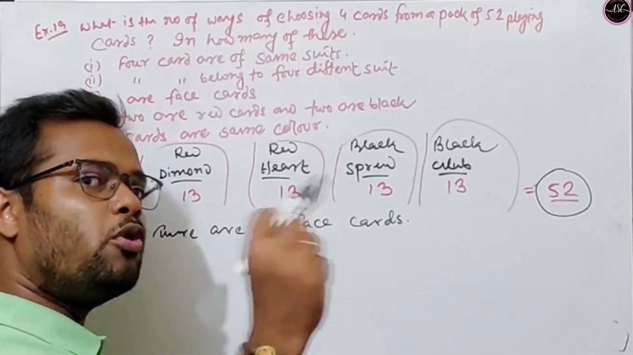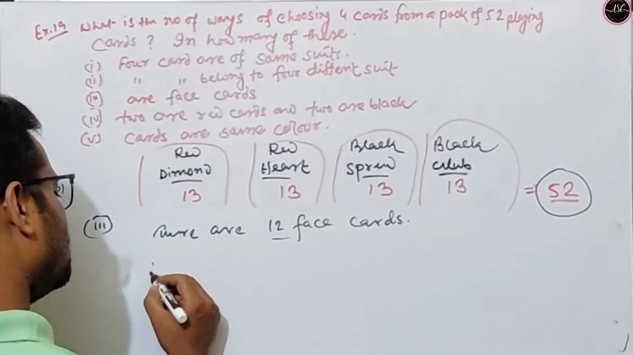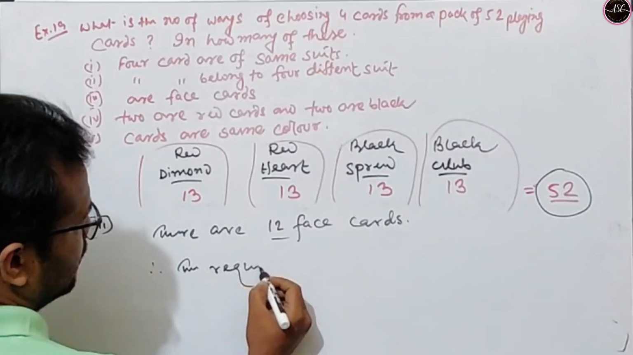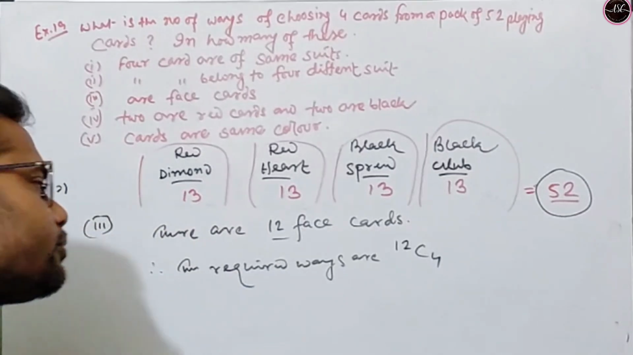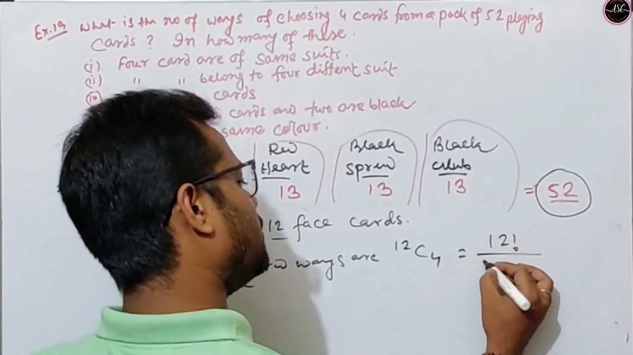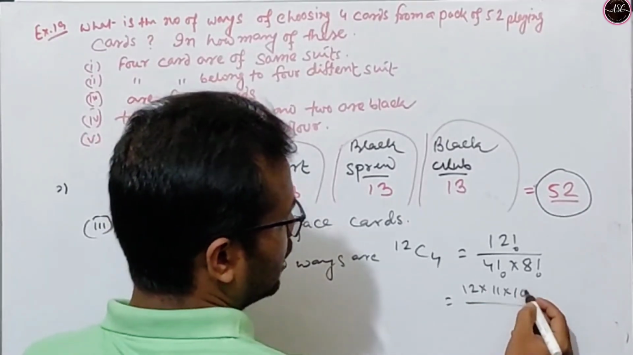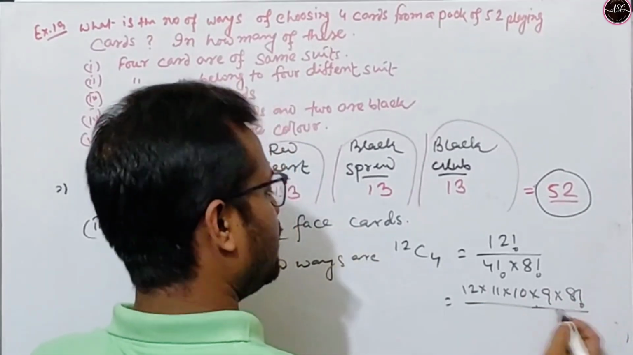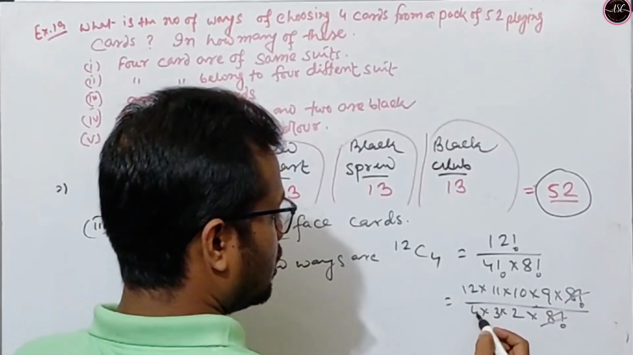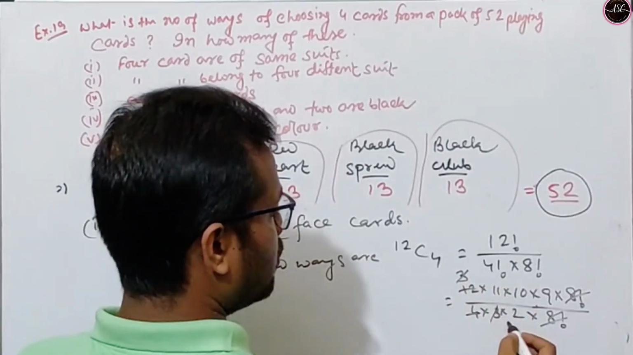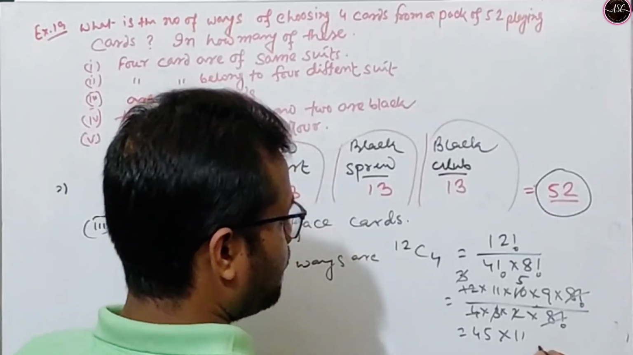So if we choose 4 cards from these 12 face cards, then the combination will be, so therefore the required ways are 12C4. Okay. Just solving this, 12 factorial divided by 4 factorial into 8 factorial. So this will be 12 into 11 into 10 into 9 into 8 factorial divided by 4 into 3 into 2 into 8 factorial. Just cancel out this 2, we get 3 will be cancelled out, and this will be 5. Therefore 45 into 11.